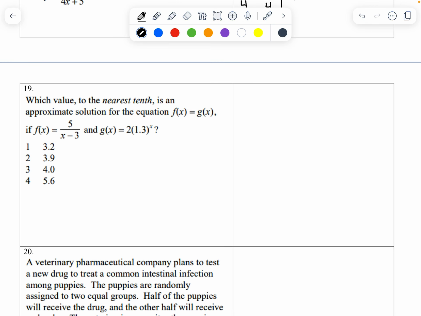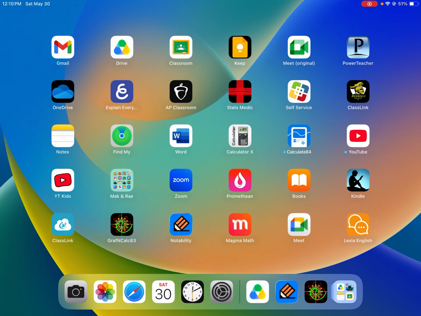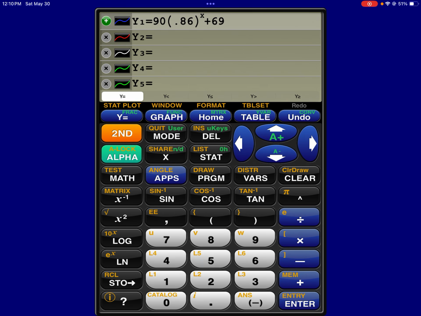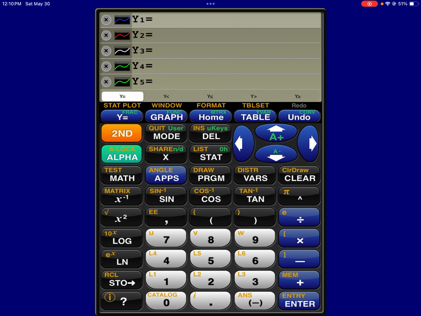Which value to the nearest tenth is an approximate solution to this? All right, now this always is asked. Whenever you see these two functions that are set equal to each other, this is a calculator question, which is awesome, but they only want the x value. So we're going to plug this into our y equals and use our calculator, but they only want the x.